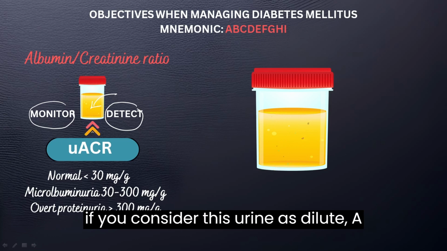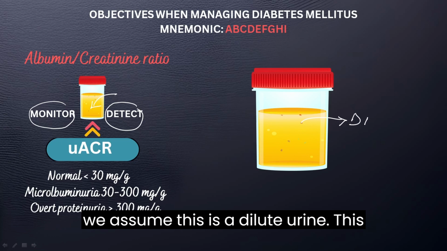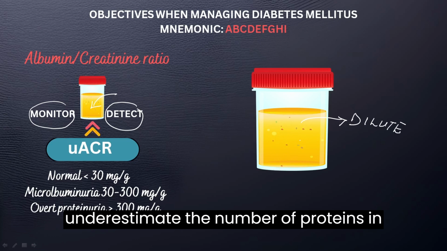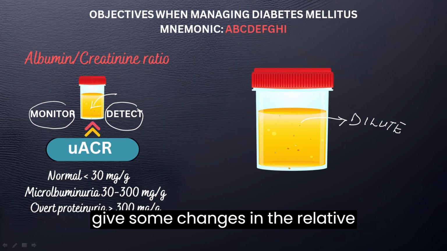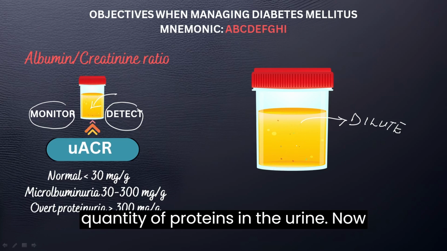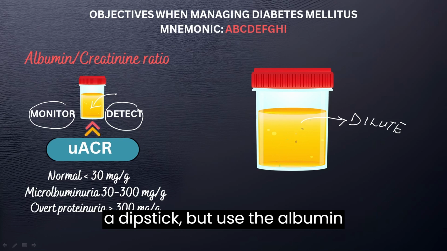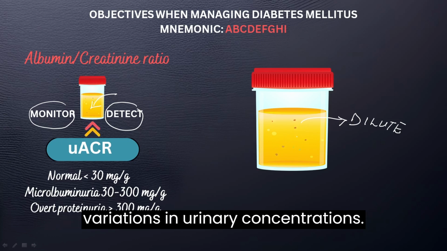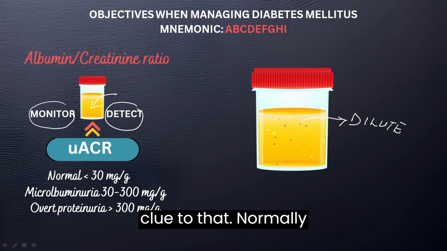If you consider this urine as dilute, then this urine here can underestimate the number of proteins in the urine. So concentrations can give some changes in the relative quantity of proteins in the urine. Because of this, you wouldn't like to use a dipstick, but use the albumin creatinine ratio, which would correct the variations in urinary concentrations. The specific gravity will give you a clue to that.